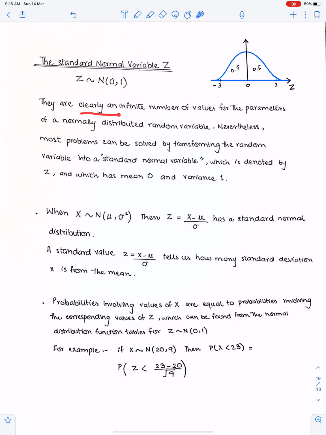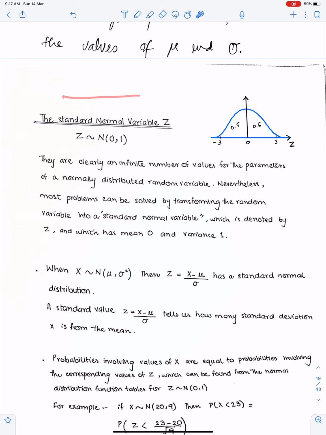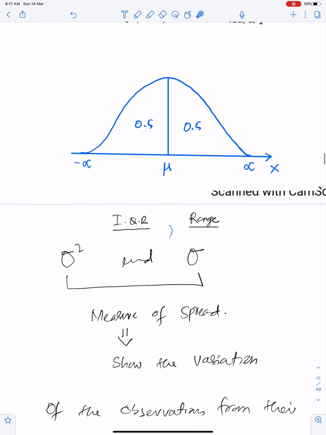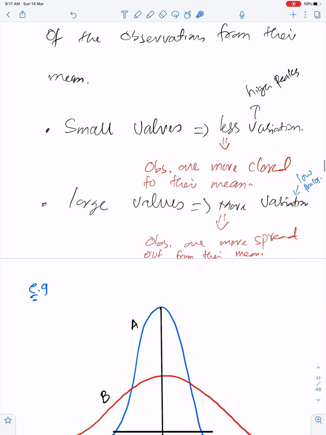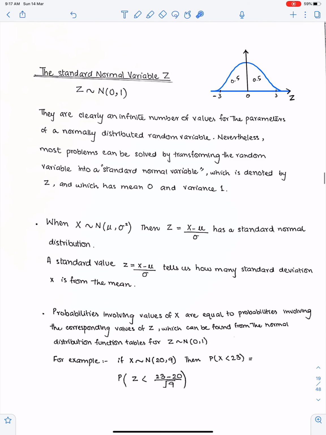There are clearly an infinite number of values for the parameters of a normally distributed random variable. I mean, for x, the normal variable, there are an infinite number of values. I told you the x curve, this curve, varies from negative infinity to positive infinity. So there are clearly an infinite number of values for the parameters of a normally distributed random variable, which means x.